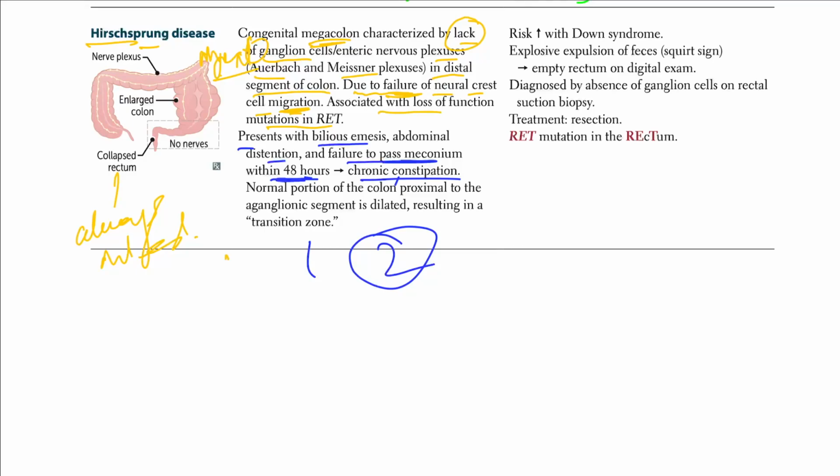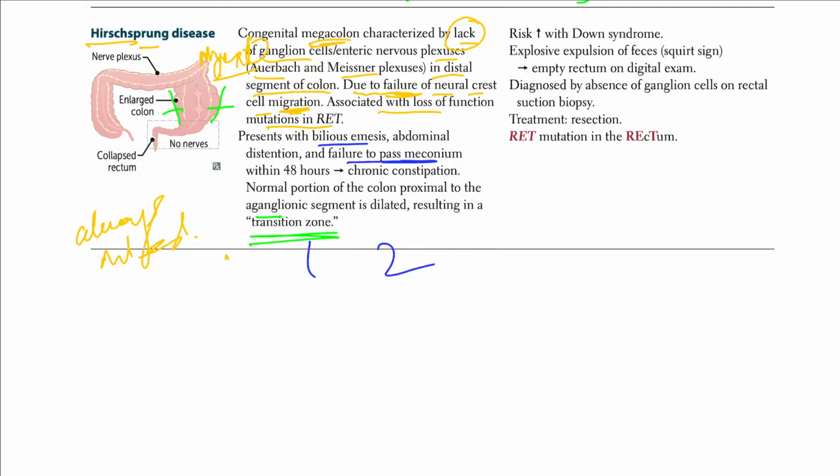This is what I was talking about. Normal portion of the colon proximal to the aganglionic segment is dilated. Well, in this one, it's simple. Let's say you have here, the rectum is involved. So the normal portion, which has these, let's say these are the neural crest cells. Let's just say that. So they are dilated. But the part which does not have those neural crest cells is gonna be constricted, collapsed.